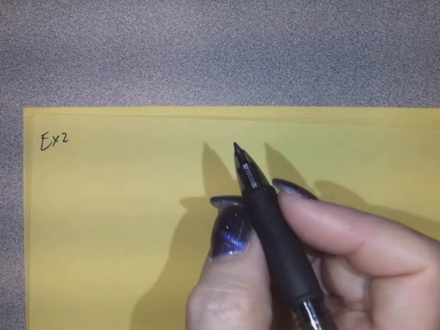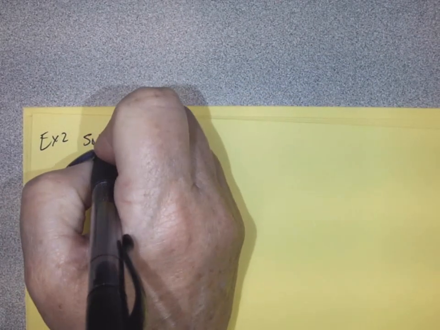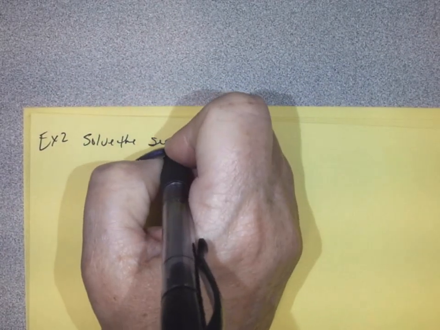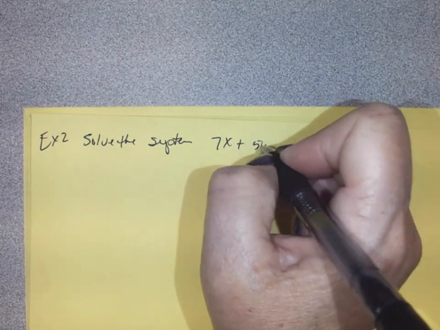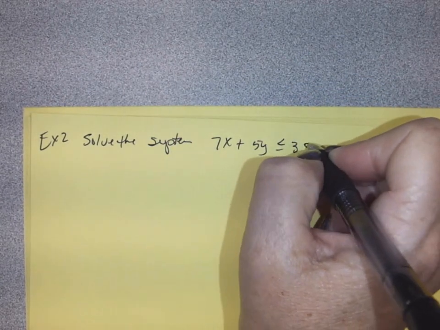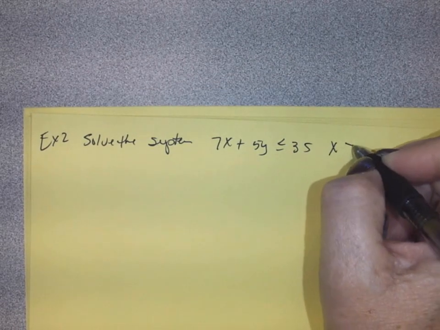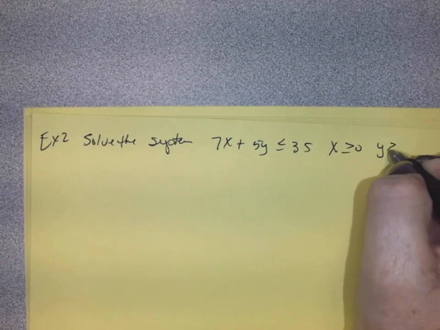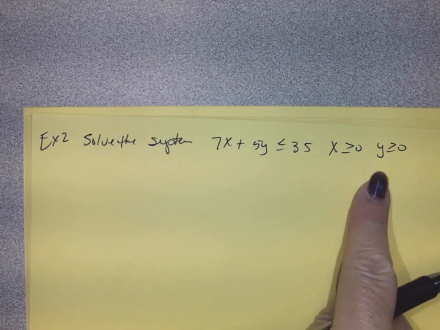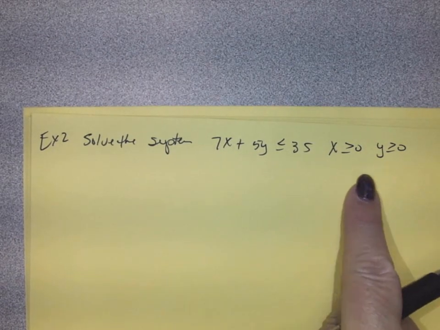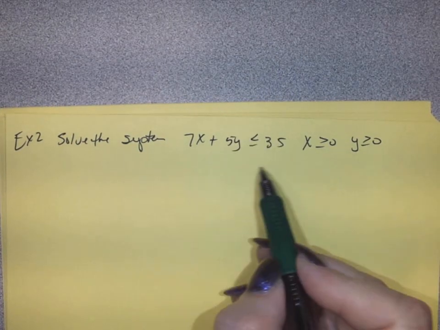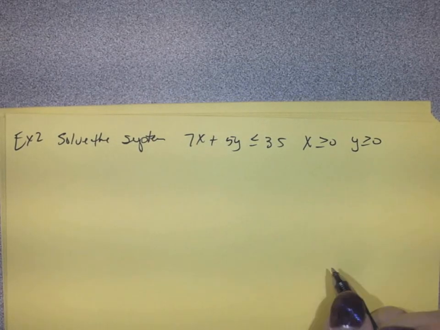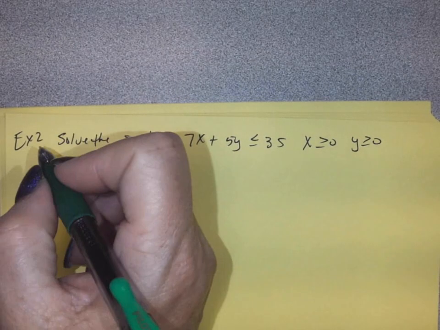All right, so here we have the equations. We're going to solve the system. And we have 7x plus 5y less than or equal to 35. And we have x greater than or equal to 0 and y greater than or equal to 0. And that tells us we're going to be in quadrant 1, and those things are going to be positive. So let's go find our x-intercepts. We only need to do that on this one, because on these two, there's not a lot to do with that.